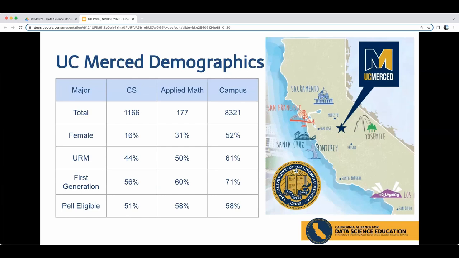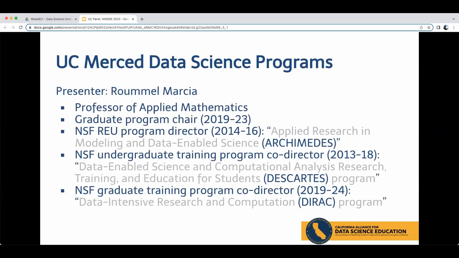Now I'll tell you a little bit about myself. Again, my name is Roummel. I'm a faculty member in applied mathematics. I'm the grad program chair this past 4 years, and I'm stepping down. Instead of talking about the classes I taught, I'm going to talk about some of the programs I helped run that were funded by the NSF.